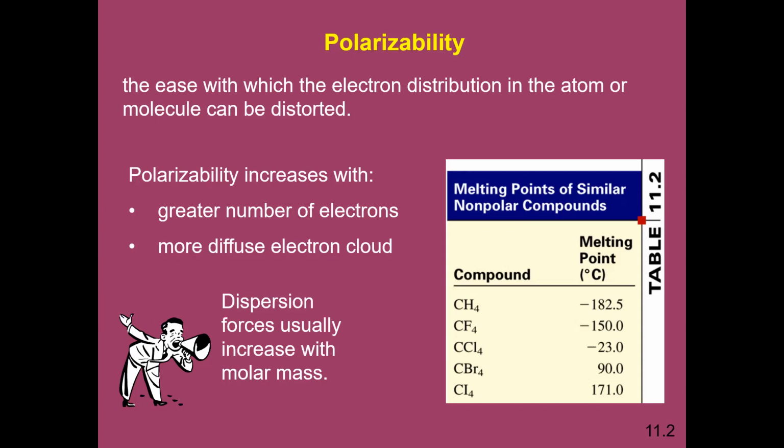And they increase with the molar mass, because the mass also increases with the size of the electron cloud as you go down a group. Though they don't increase going across a period, so just remember that. All right. So the next thing, see how the melting point will increase? That's because the intermolecular forces are increasing as you go down, from negative 182.5, which is cold, cold, cold, to 171 Celsius. That's a lot of heat.